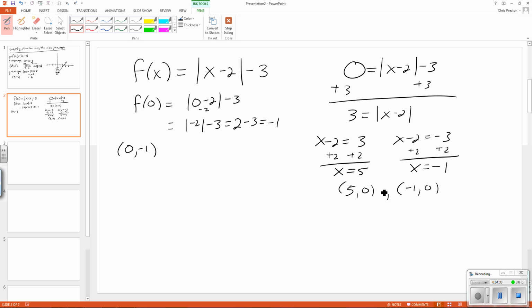Now, you might say, well, hey, I thought functions could only have one answer, one output for each input. Notice here we said I want an output of 0. What is the input? Well, if you plug 5 into this problem, you're only going to get one answer. That answer is 0. And if you put negative 1 in there, you're only going to get one answer. That answer is 0.